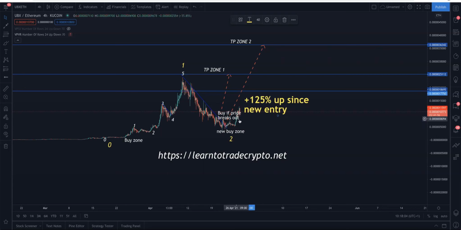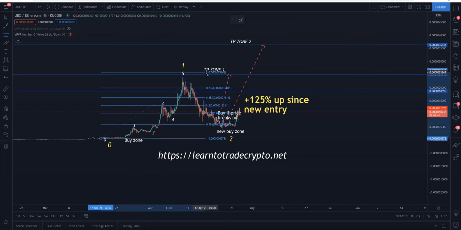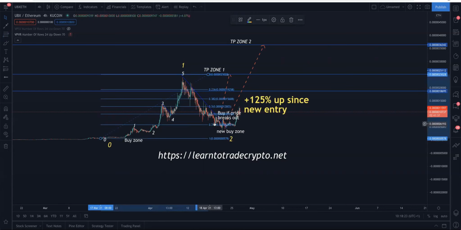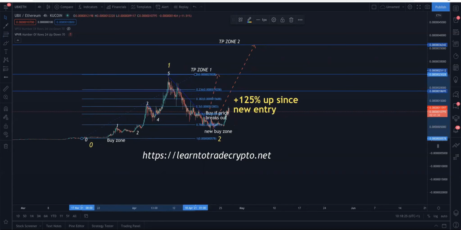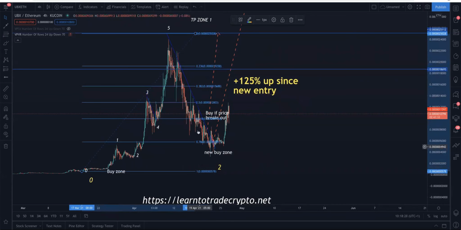Now the signal I gave my Telegram channel was because I knew that this corrective wave was coming to an end. And how did I project that? I used the Fibonacci retracement tool. More often than not, you find that these corrective waves tend to end around 78.6. Don't know if you can see that on my chart here. You see, they tend to end around 78.6.